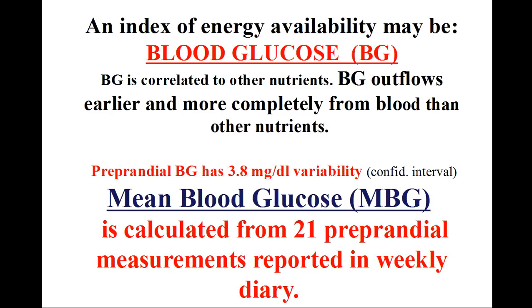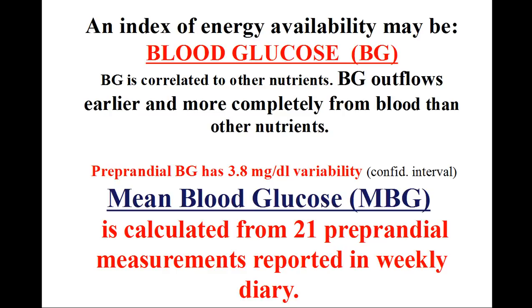Energy availability is important and requires an assessment. An index of energy availability may be blood glucose, Bg, for 3 considerations. 1. Bg is correlated to other nutrients. 2. Bg outflows earlier, and 3. more completely from blood than other nutrients.